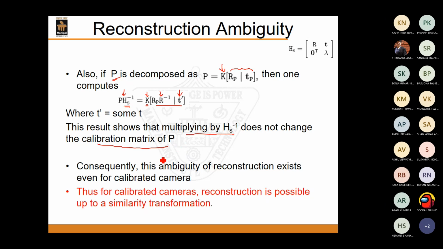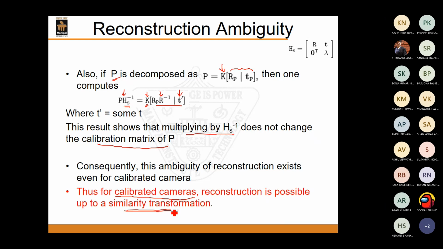What you can say is that for calibrated cameras, the reconstruction is possible up to a similarity transformation. Calibrated cameras means the internal camera parameters K are known. In such cases, where the internal camera parameters are known to us and we are dealing with a calibrated camera, the reconstruction would be possible up to a similarity transformation. That is, the reconstruction will happen in the similarity space.